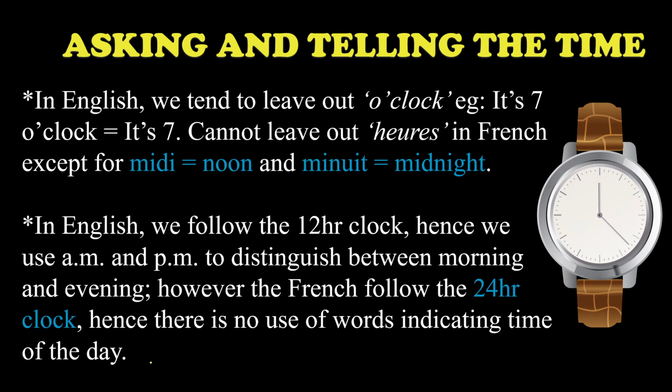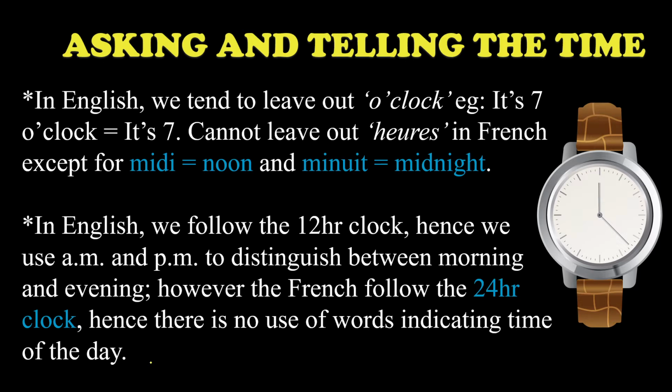In English, when we're talking about time, we tend to leave out this o'clock. The actual way of saying time is it's 7 o'clock, or it's 4 o'clock. But in English, we just tend to say it's 7 or it's 4. We just leave out that o'clock, which is not right, but it passes in English.